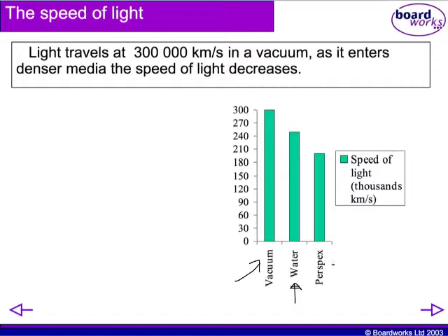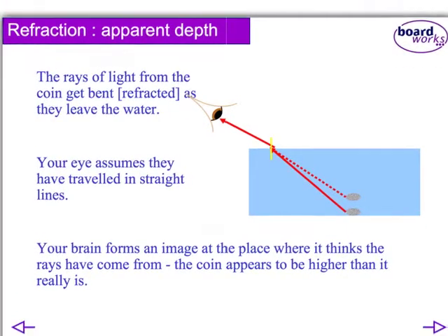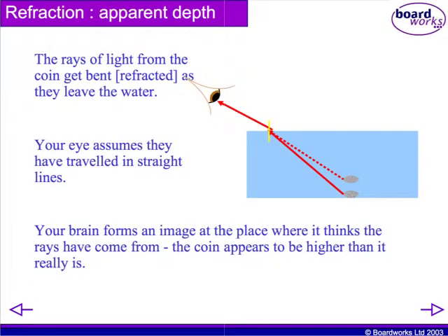And then we have perspex. Perspex is a plastic solid, and you can see it's much denser. The particles would be packed together, and as such, the speed of light decreases in that solid. This change of the speed of light is called refraction.